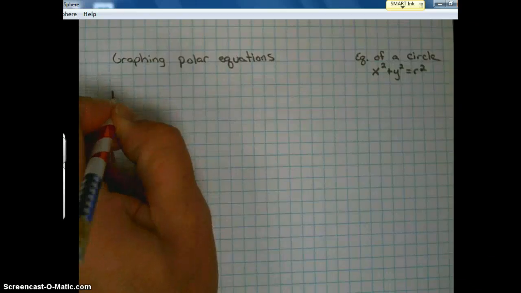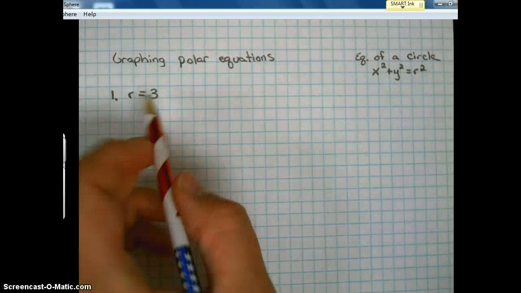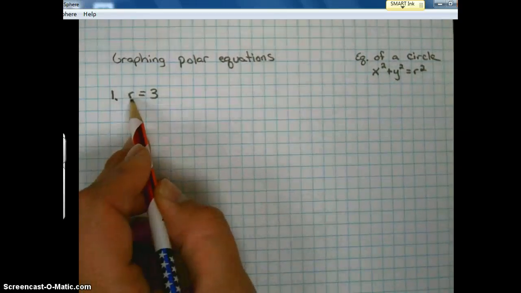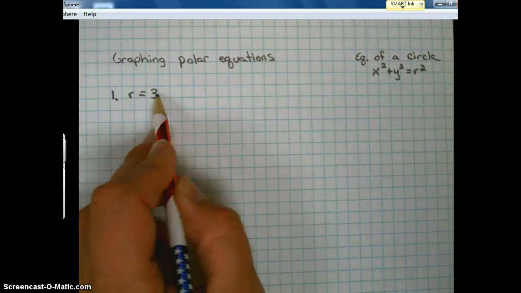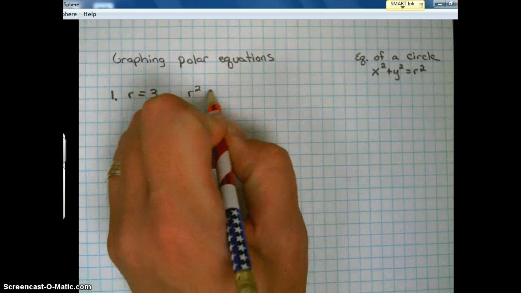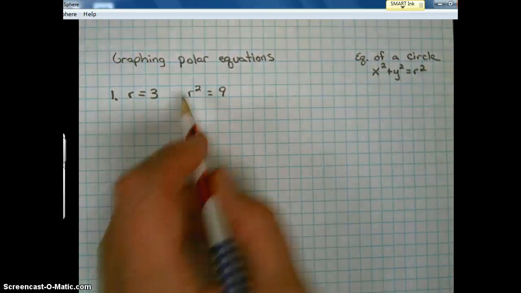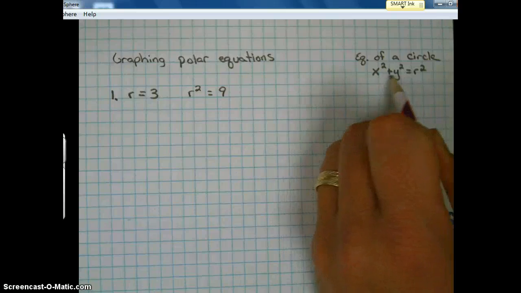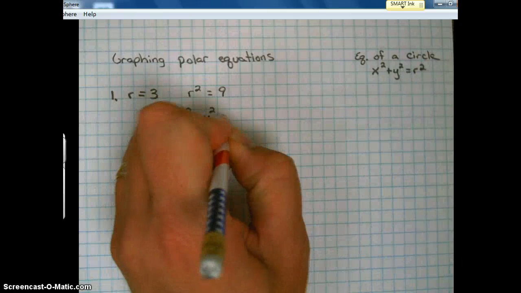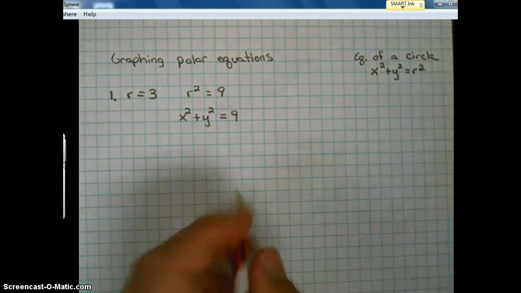Graphing polar equations. We have r equals 3. One way to graph this is by squaring both sides. That's one method. If we square both sides, we get r squared equals 9. We can substitute the equation of a circle in for r squared, so we get x squared plus y squared equals 9. And now we have an equation that we can graph.